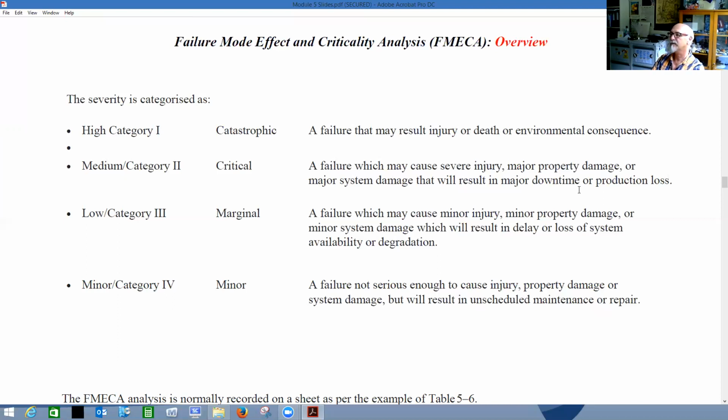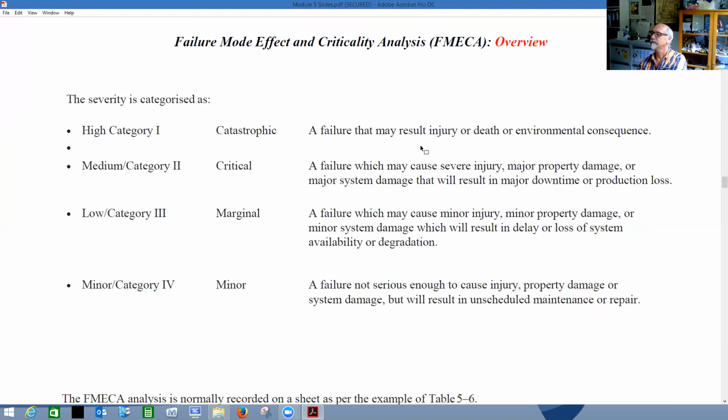Medium, category 2, which is critical: a failure which may cause severe injury, major property damage or major system damage that will result in major downtime or production loss. Low, category 3, which is called marginal: a failure which may cause minor injury, minor property damage or minor system damage, which will result in delay or loss of system availability or degradation. Again, the other category, minor, category 4: a failure not serious enough to cause injury, property damage or system damage, but will result in unscheduled maintenance or repair.